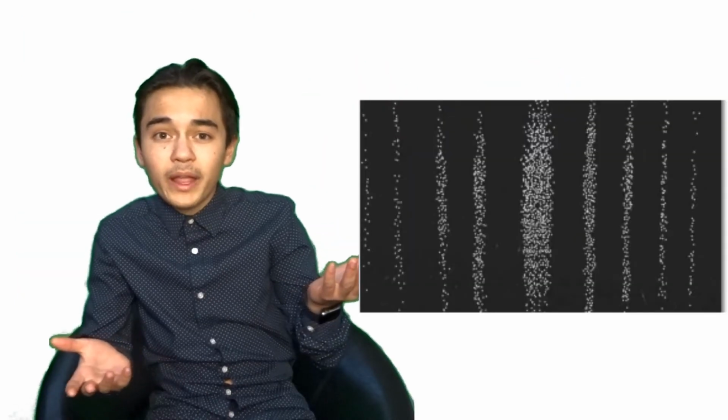So, in theory, it should be pretty easy to decide whether or not these molecules act as particles or waves, right? We just shoot them through the double slit. If they result in this, they're a particle. And if they result in this pattern, they're a wave. How hard can it be? Wrong! No, that is not how the universe works.